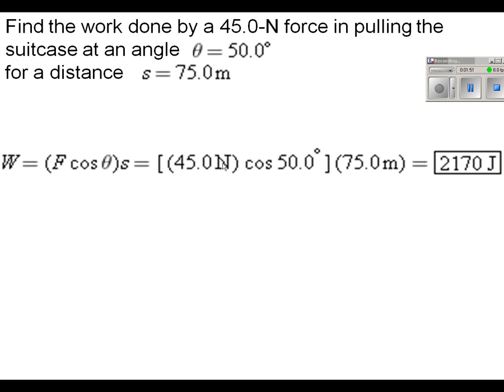And the units here, instead of being newtons times meters, which is a newton meter, are given the name joules. That capital J is joules, J-O-U-L-E, joules. It's named after a physicist.